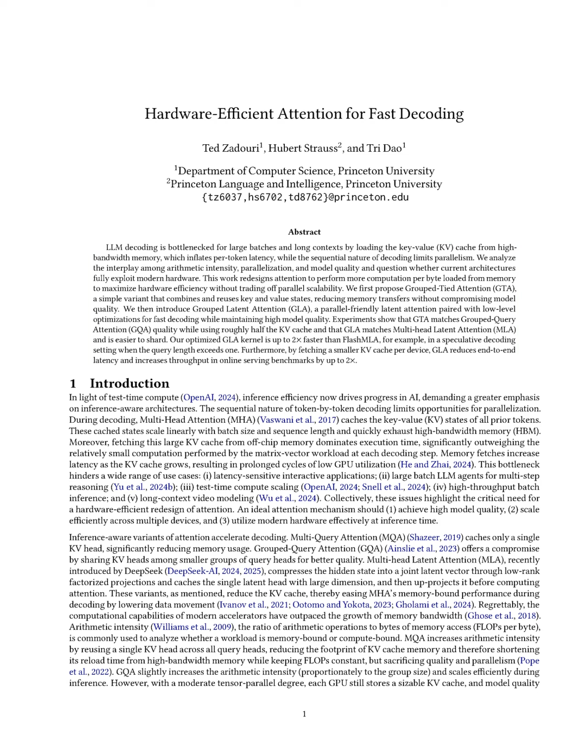Section Summary. In this section, we highlight the challenges of memory-bound performance in multi-head attention (MHA) during decoding and propose two hardware-efficient attention variants, Grouped Tied Attention (GTA) and Grouped Latent Attention (GLA), which improve arithmetic intensity and reduce latency while maintaining model quality. Our optimizations lead to attention decoding kernels that are 1.2 to 2 times faster than existing methods, and we release these kernels as open source to support further research and application.